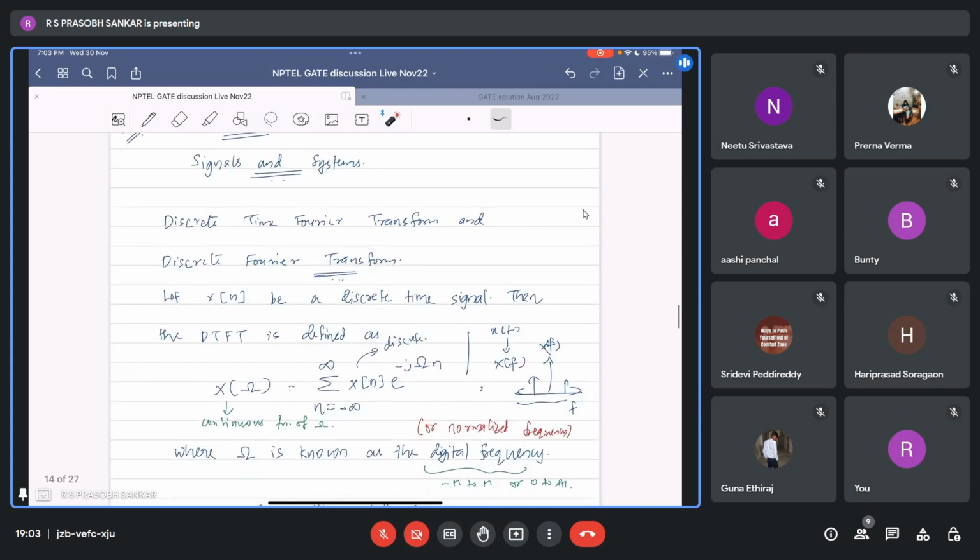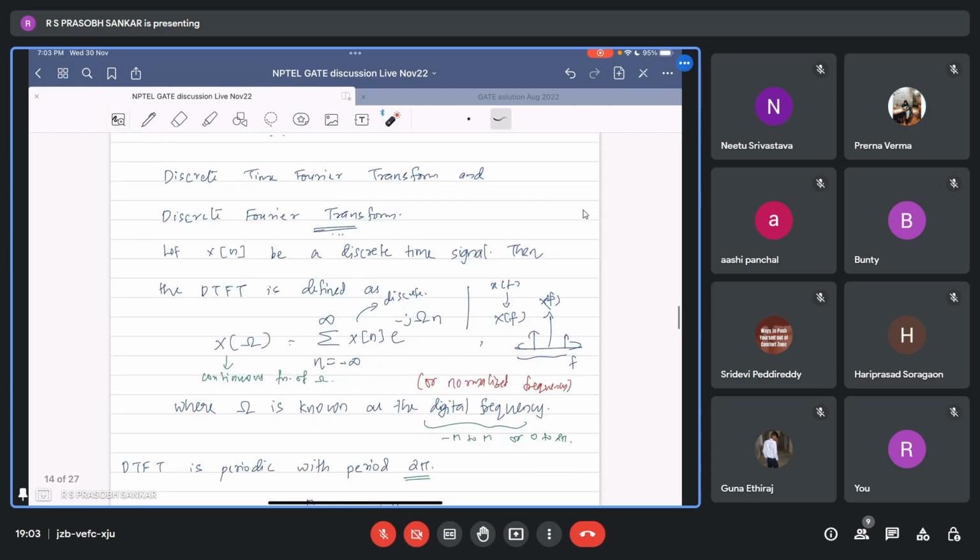Consider a discrete-time signal x of n. Then the discrete-time Fourier transform of that signal is defined like this: X of omega, which is summation over n from minus infinity to infinity, x of n e raised to minus j omega n. Here omega is continuous and n is the discrete time index. Omega is the frequency, and for DTFT we call omega the digital frequency. That's just the name that we use.